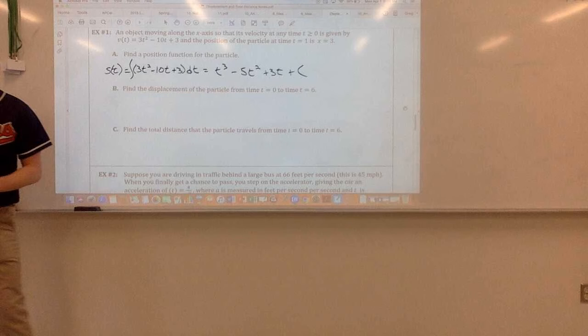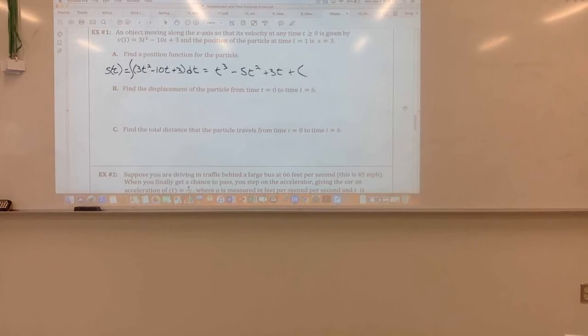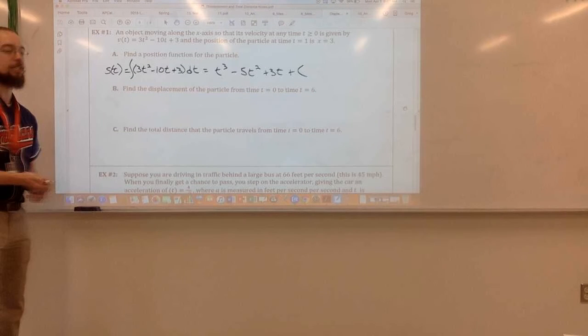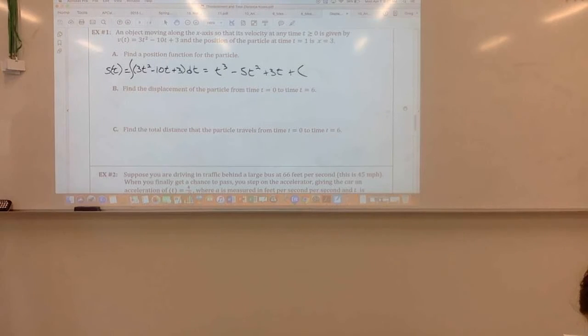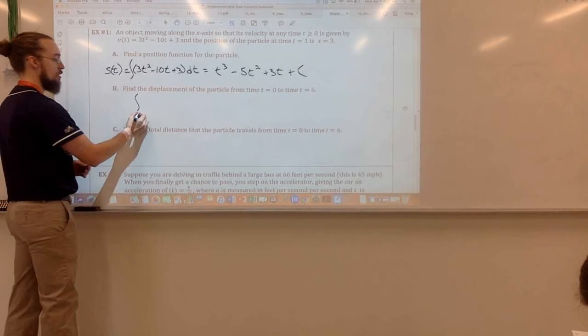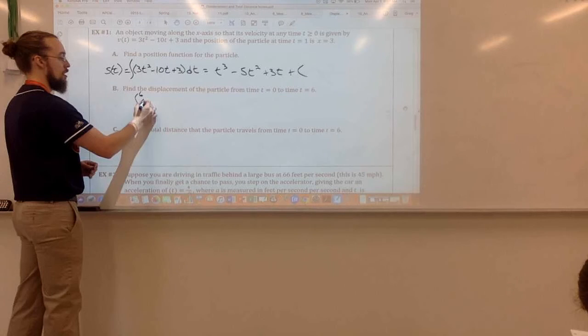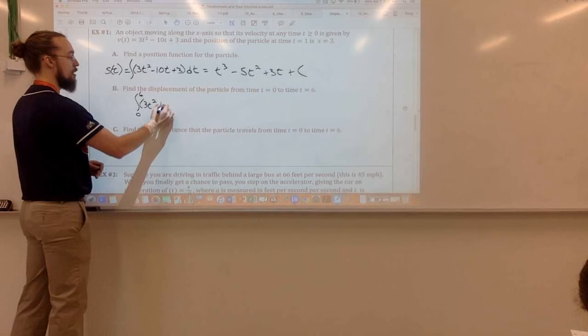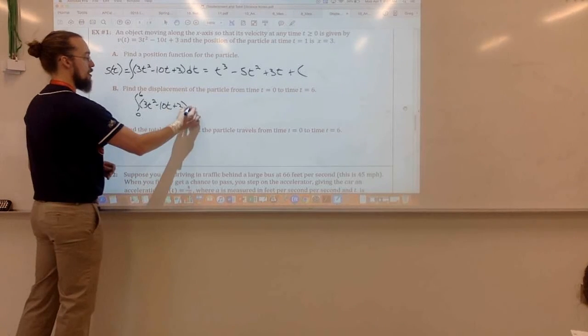It's an indefinite integral, so we need plus c. Whenever we are taking an indefinite integral, we need plus c. Now, part B says find the displacement of the particle from t equals 0 to t equals 6. How would I do that? Just taking the integral from 0 to 6 of 3t squared minus 10t plus 3.